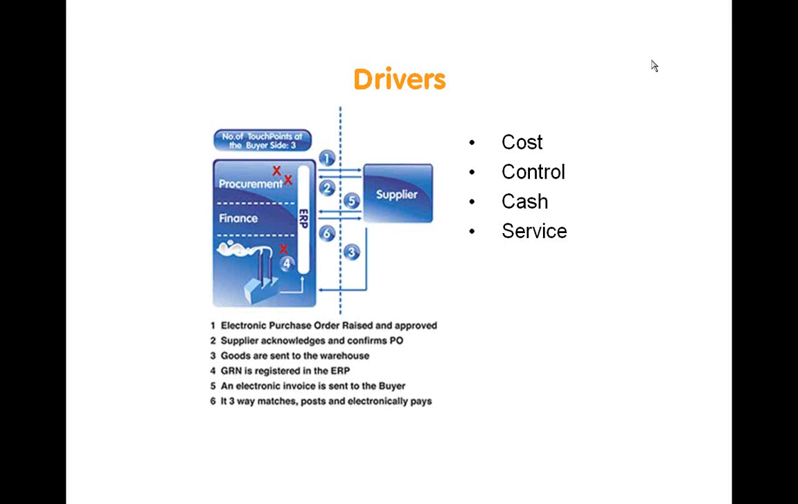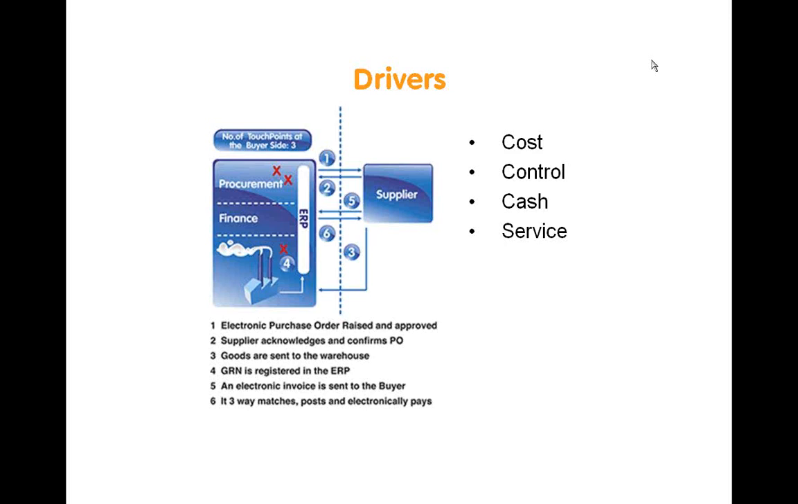Walking through the numbers, point number one, an electronic purchase order is raised and approved within procurement. It's issued to the supplier, who acknowledges and confirms the PO. The goods or the services are rendered at point number 3. If there is a goods receipt note, it is registered in the ERP at point number 4.